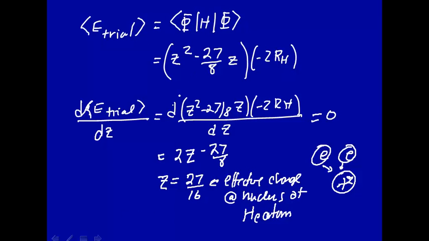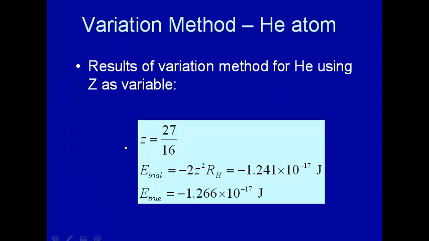All right, so now we put in this value of z, the value of z that minimizes energy, so that's the best energy of the trial wave function, and we get this. The energy of the trial wave function is minus 1.241 times 10 to the minus 17th. Now the exact experimental value is minus 1.266 times 10 to the minus 17th. So if we compare this, we find, yes indeed, as we expected from the variation theorem, that the energy we get from the trial wave function is greater than that of the true wave function. This is a bigger number. It's a smaller negative number. Okay, so it looks like variation theory works for the helium atom, and we got what we expected: something greater than the true value.